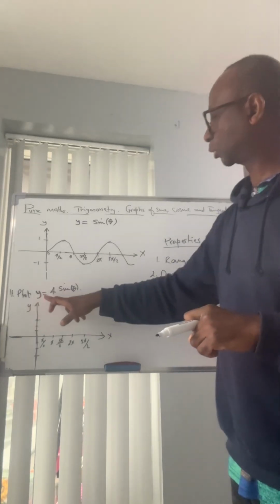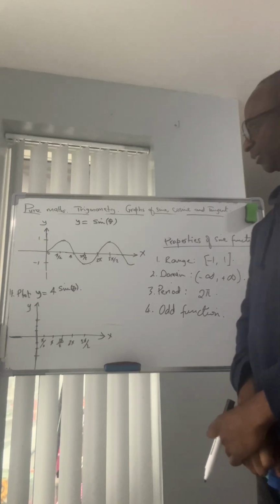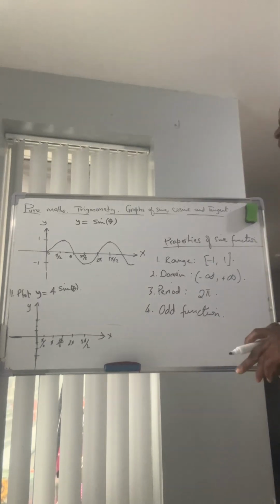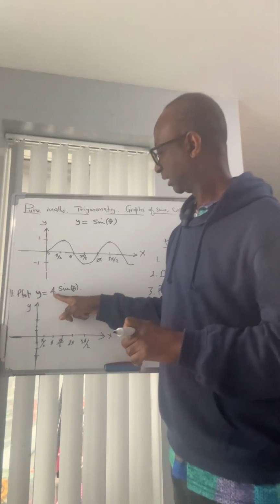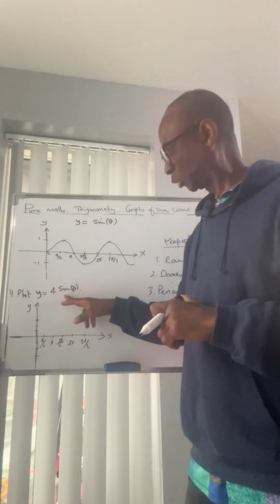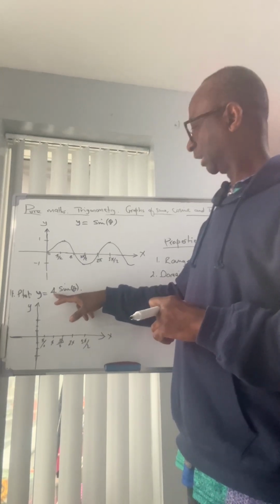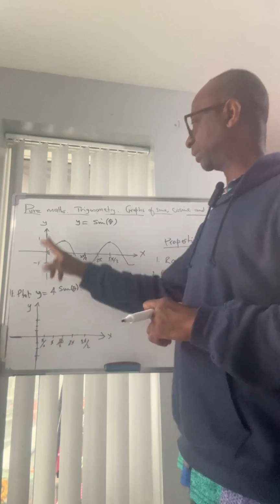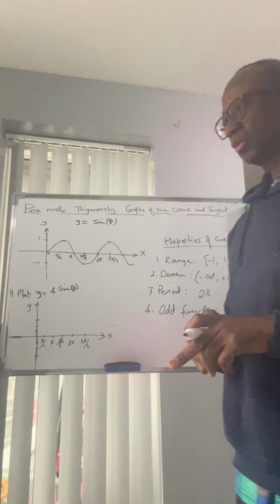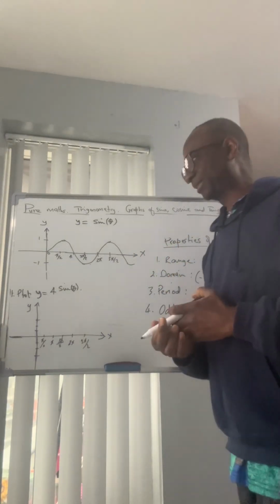So now we are asked to plot y equals 4 sine theta. So how do you plot it? That's what we are trying to do. When you have a coefficient of sine theta just next to the sine function, this is telling you that this number here is related to the y-axis. It could either be a stretch or a contraction of the y-axis.